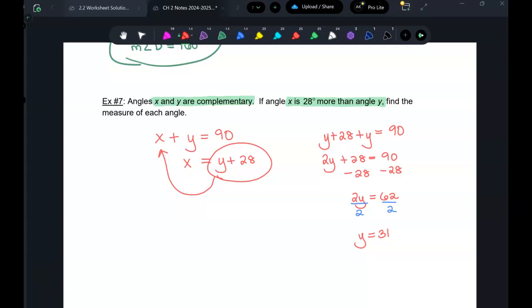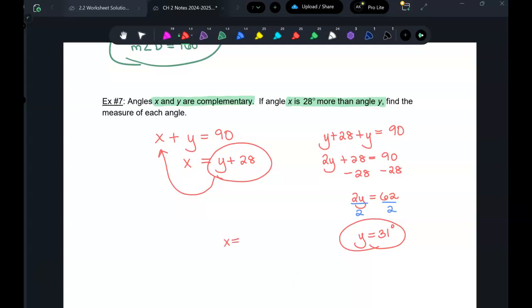Now this was nice because I gave you X and Y. It says find the measure of each angle. Where did you get that? You know how you put two y's, y plus 28 plus y? I replaced the first x with the y plus 28. X equals. How do I find out what x is equal to now?